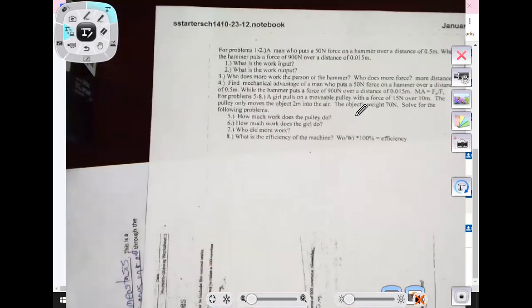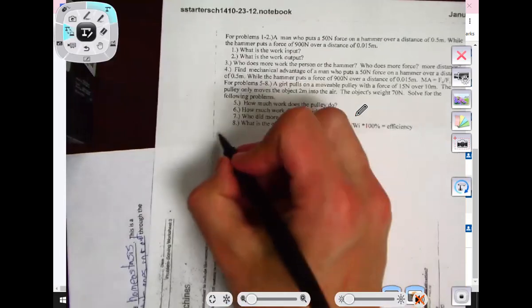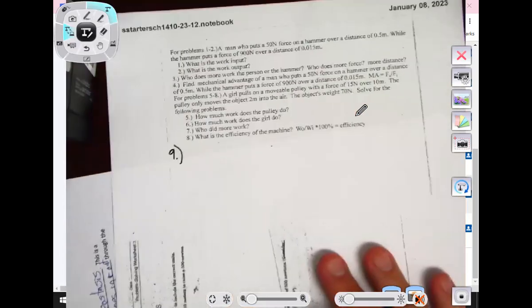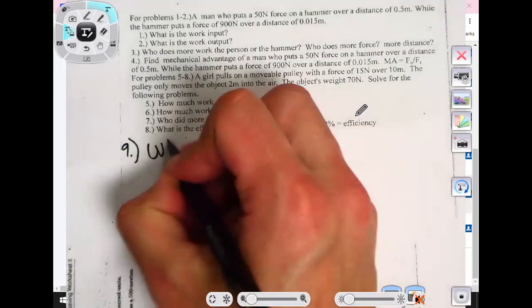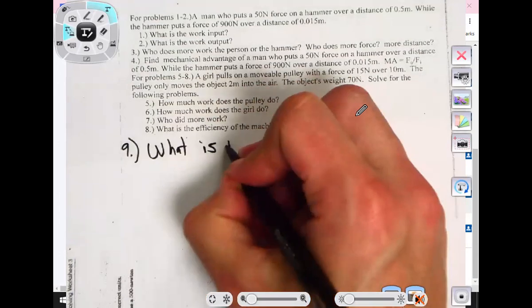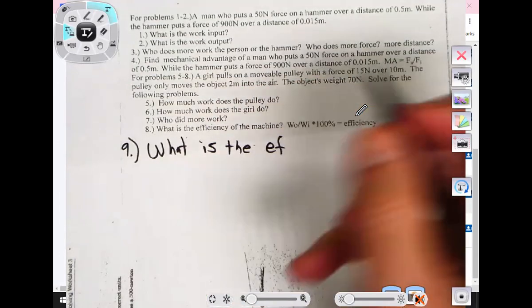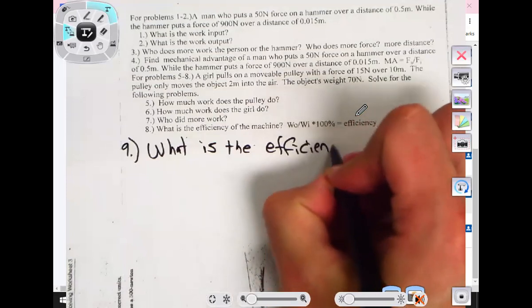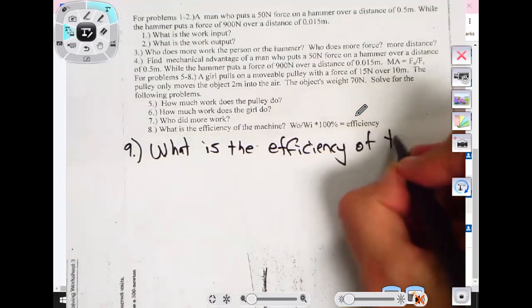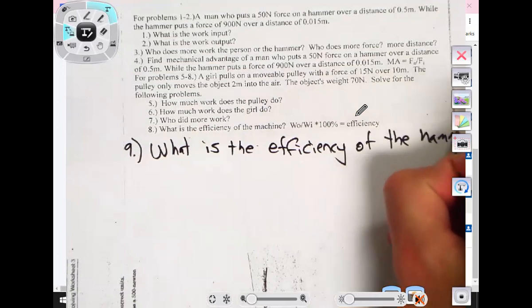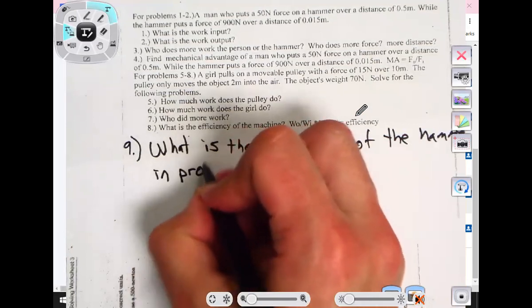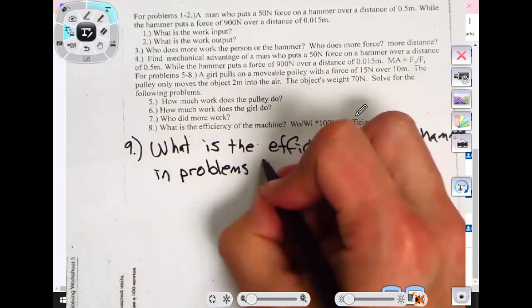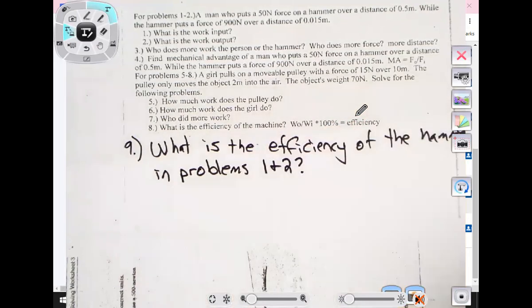All right, what we're going to do next is add a problem here. It's going to be number 9. Number 9 is going to say, what is the efficiency of the hammer in problems 1 and 2? Yes, you have to write this problem here. Come on up.